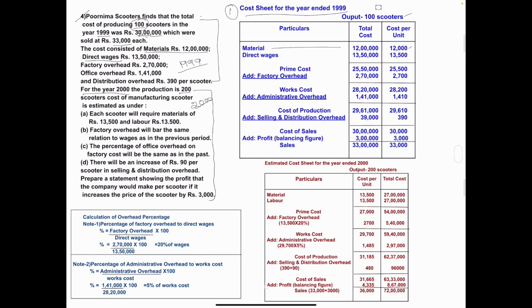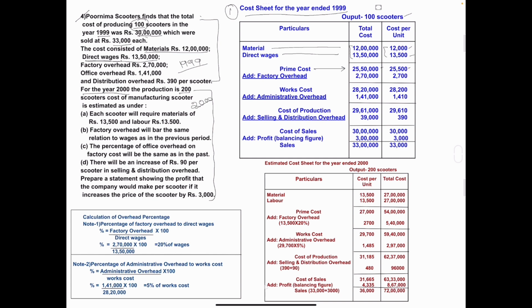Next, direct wages. See in the problem, direct wages 13 lakh 50,000. Write in solution. Direct wages 13 lakh 50,000. Per unit, 13 lakh 50,000 divided by 100, 13,500. Add these two. 12 lakh plus 13 lakh 50,000, total is 25 lakh 50,000. Here 12,000 plus 13,500, total 25,500, and this is called prime cost.